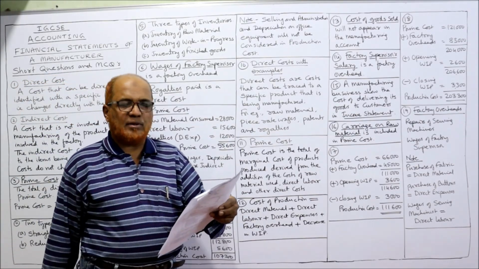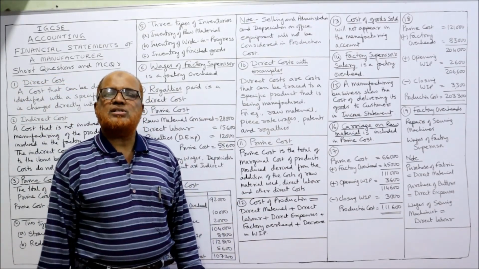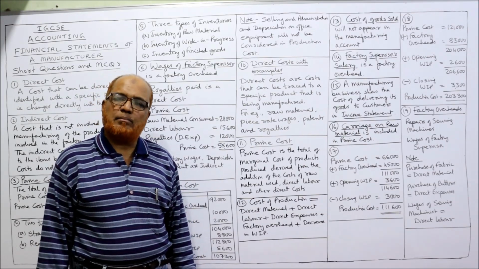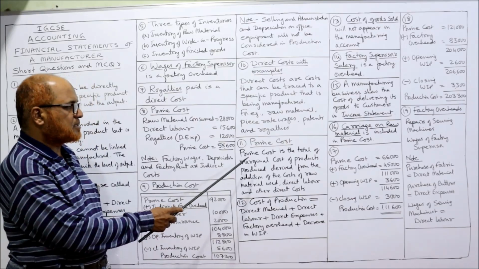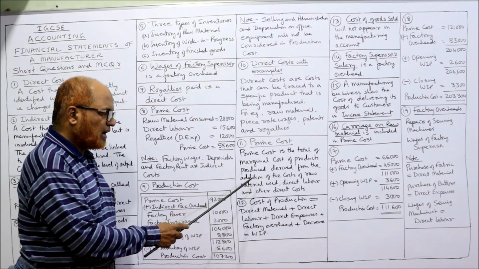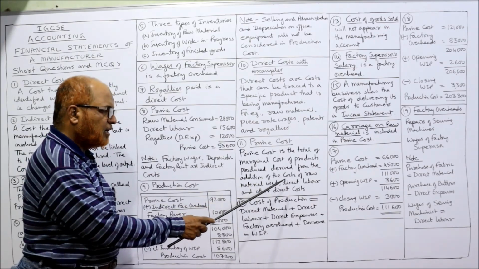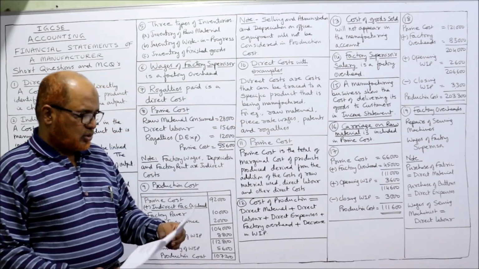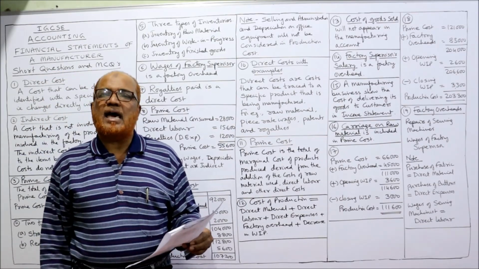Next comes prime cost. What is the meaning of the term prime cost? Prime cost is the total of direct cost. The prime cost consists of direct material, direct labor, direct expenses. The prime cost is the total of marginal cost of products produced, derived from the addition of the cost of raw material, direct labor and other direct costs. So 11 questions over. Now 12th is MCQ.